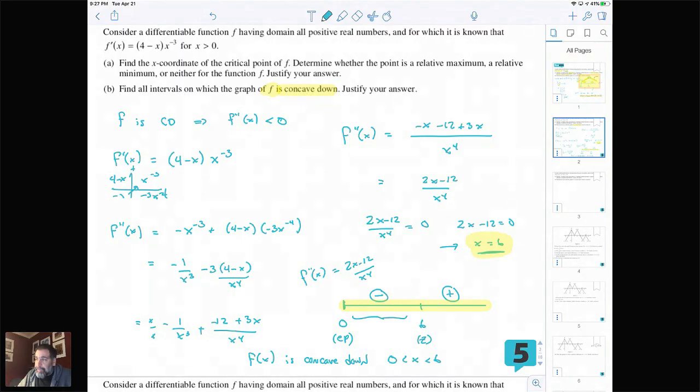And they asked me to justify my answer. All I need to do for a justification here is say, because f double prime of x is less than 0. That's it. Going back to our definition. Okay. So where the second derivative is less than 0, we are concave down. This example, they gave us the function. We were able to use our algebra skills to solve and make use of our number lines. Perfect example of a problem where they give us an explicit function.